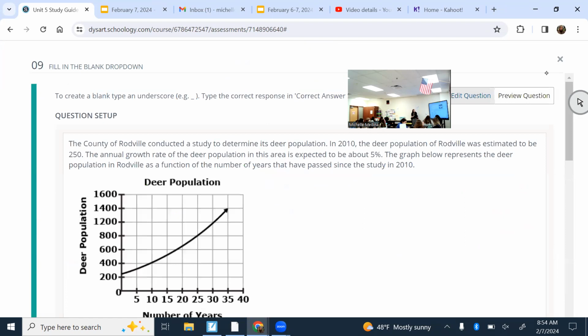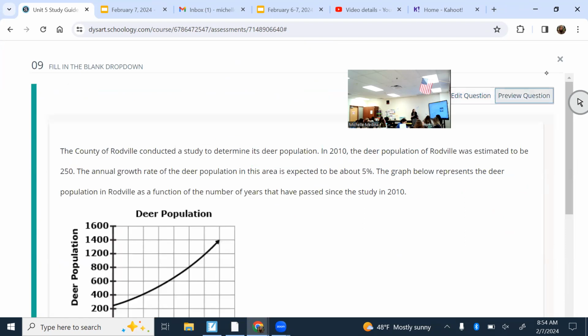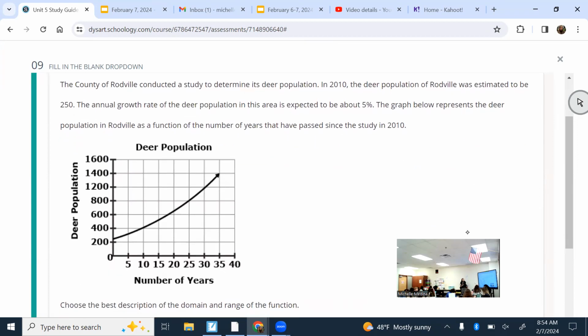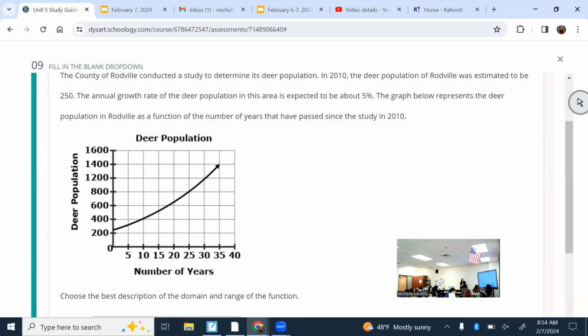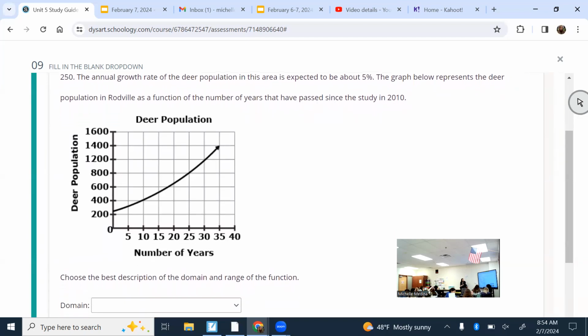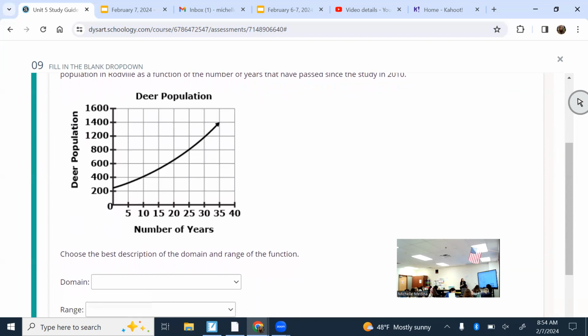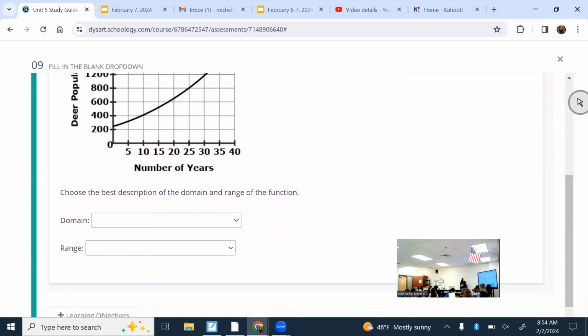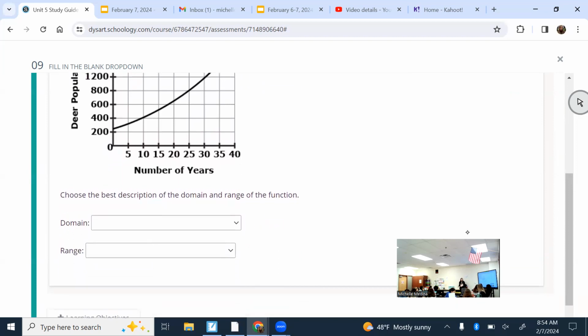So number 9, the county of Rodville conducted a study to determine its deer population. In 2010, the deer population of Rodville was estimated to be 250. The annual growth rate of the deer population is expected to be about 5%. The graph below represents the population as a function of the number of years that have passed in the study since 2010. And this one, we're choosing the best domain and range. That, as I mentioned, will come up on all your tests moving forward.